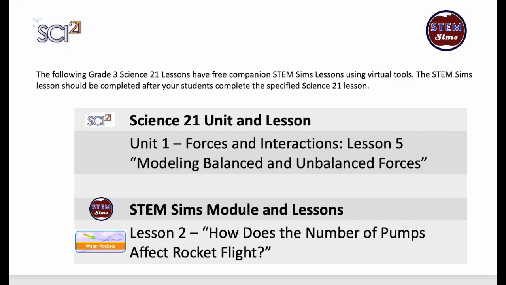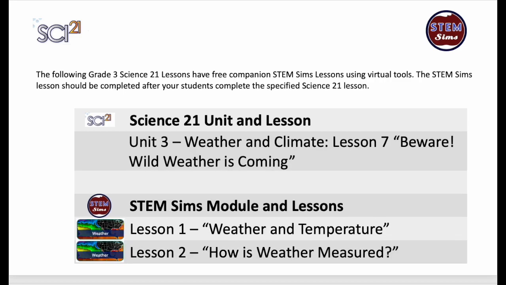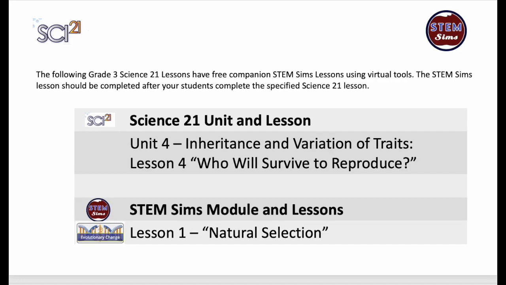For Science 21 Unit 3, Weather and Climate, Lesson 7, Beware, Wild Weather is Coming, the companion STEM-SIMS lessons are in the module Weather, and Lesson 1, Weather and Temperature, and Weather, Lesson 2, How is Weather Measured? For Science 21 Unit 4, Inheritance and Variation of Traits, Lesson 4, Who Will Survive to Reproduce, the companion STEM-SIMS lesson is Evolutionary Change, Lesson 1, Natural Selection.